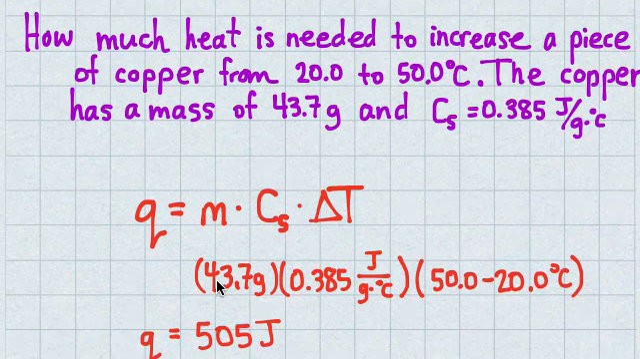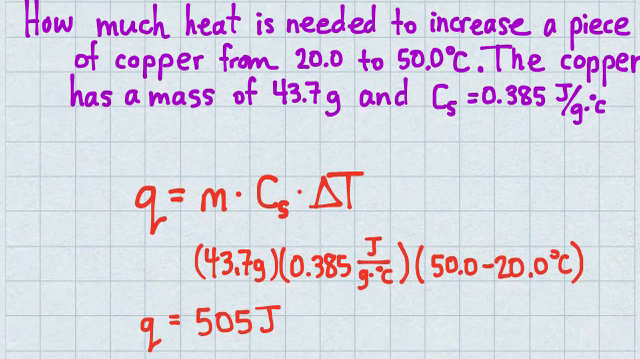Which reminds me, this might be a typo. What is 43.7 times 0.385 times 30? I think it's more in the order of 505 kilojoules. Let me calculate that, see if I made a mistake. No, that's right. I suppose I'm used to doing this heat equation for water, and water has a specific heat of 4.18. So that's like 10 times larger than this. Anyways, the answer is 505 joules.